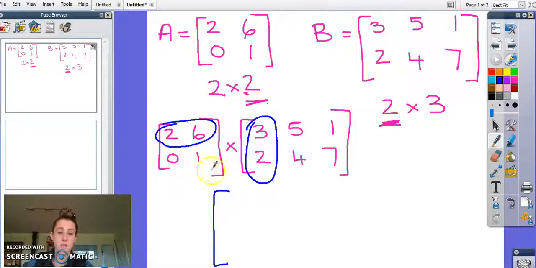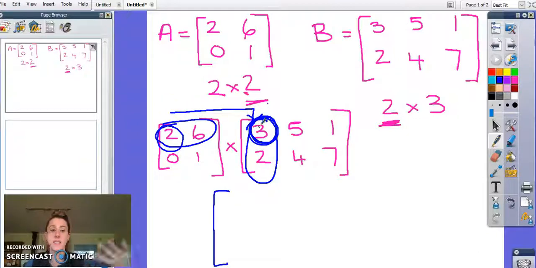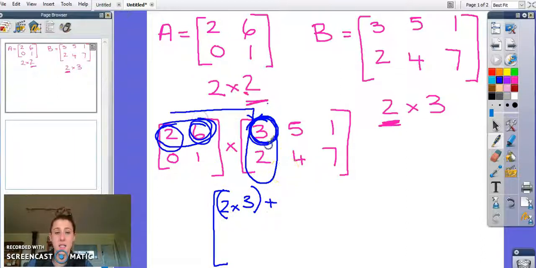So we're taking the 2 and multiplying it by the 3. It's like you take it over and you turn it, like slide it down. So I'm going to have 2 times 3 plus, take the 6 and multiply it by the 2. So 6 multiplied by 2.